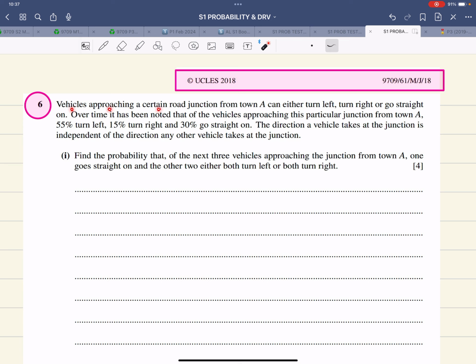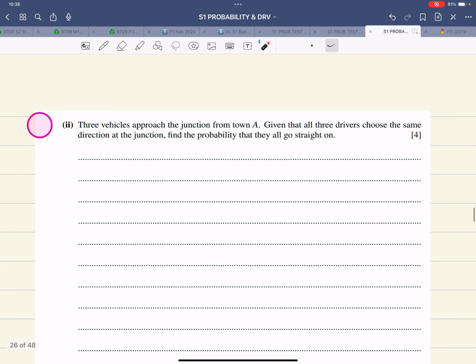Vehicles approaching a certain road junction from town A can either turn left, turn right or go straight on. Over time, it has been noted that of the vehicles approaching this particular junction from town A, 55% turn left, 15% turn right, 30% go straight on. The direction a vehicle takes at the junction is independent of the direction of any other vehicle taken at the junction, and then there is part 1 for 4 marks and then there is part 2 for 4 marks also.